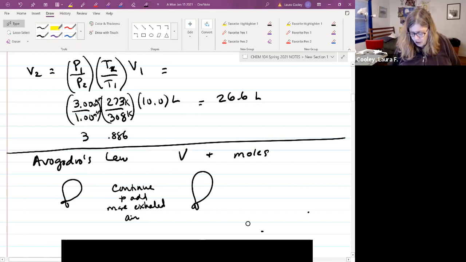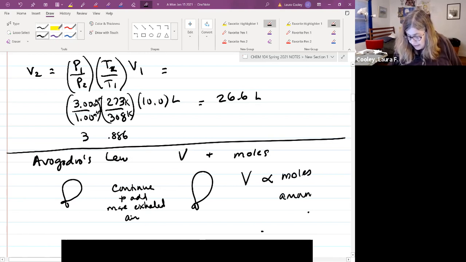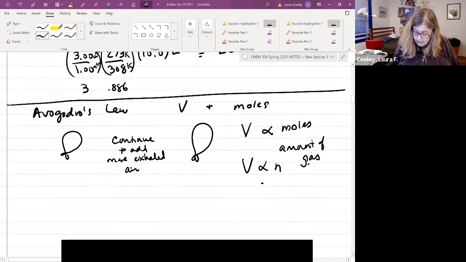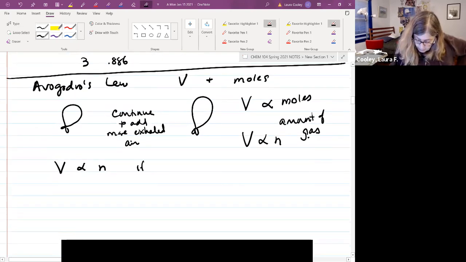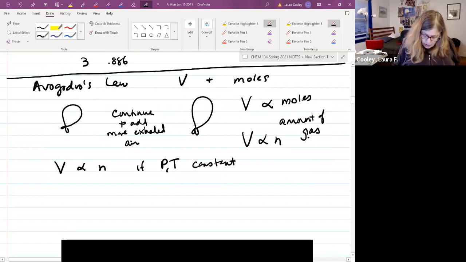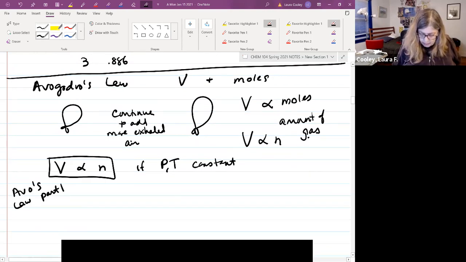So it's actually very intuitive that the volume will be proportional to the number of moles, the amount of the gas that's inside the balloon. So we call that N in this unit. So moles is N. Okay, so volume is proportional to the number of moles of gas. That is if the pressure and temperature are constant. Okay, so that's what I call Avogadro's law, part 1, this proportionality.